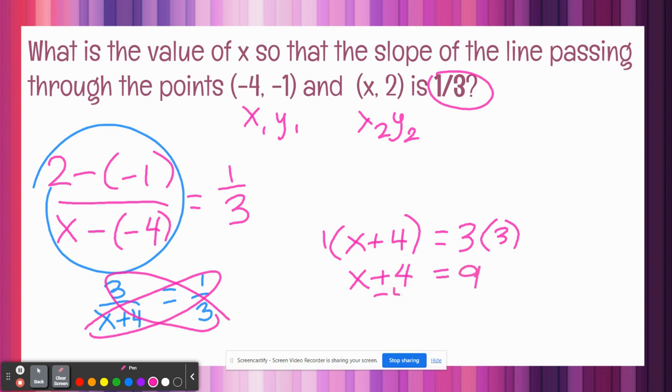Now we're ready to subtract 4 on both sides. So that's 0, so x is alone, and 9 minus 4 is 5. So if we substitute in this number here with a 5, that's 2 plus 1, which is 3, and 5 plus 4, which is 9, and 3/9 is how you would simplify to 1/3. So we can check our answer to make sure it's correct.